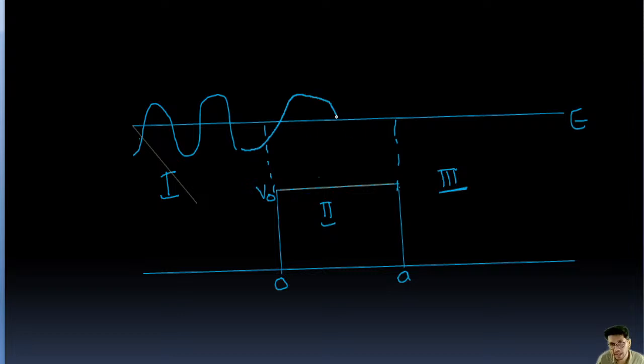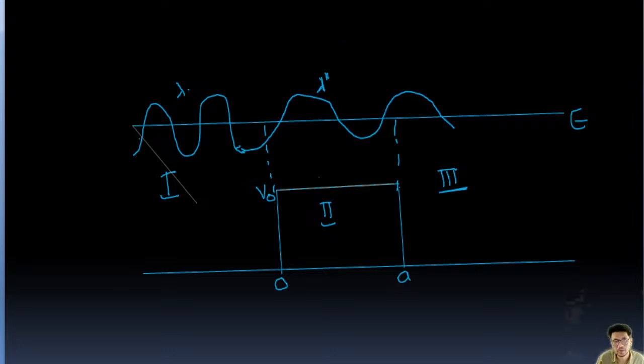Because it's a barrier, the wavelength of the wave will get increased, because the wave is in a higher energy barrier. So in the potential barrier, if the wavelength of this wave is lambda, then it is lambda dash, and clearly lambda dash is greater than lambda.